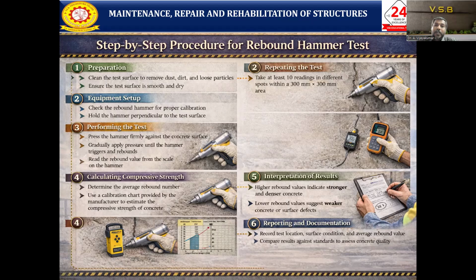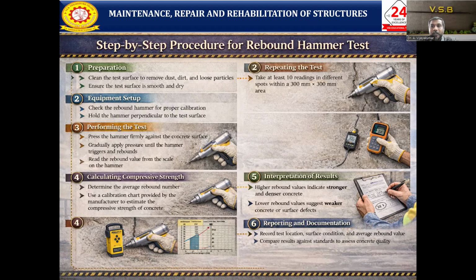When you are taking the reading, one reading is not sufficient. We need to take a number of readings for a particular area, at least 10 readings at different spots, to assess the strength of the concrete. From that, we take the average value of all those readings, and we can find out the strength of the concrete. This is only for the selection of the area.